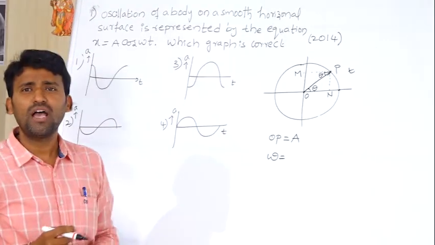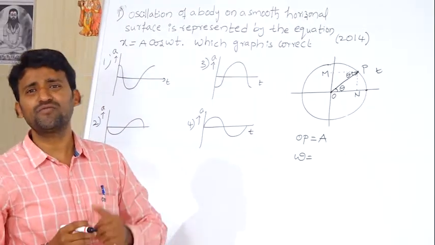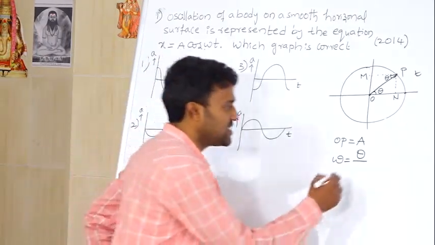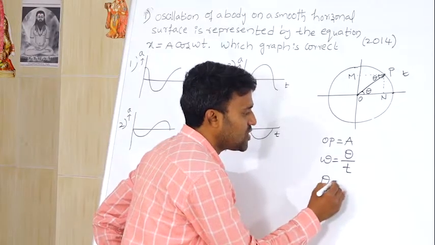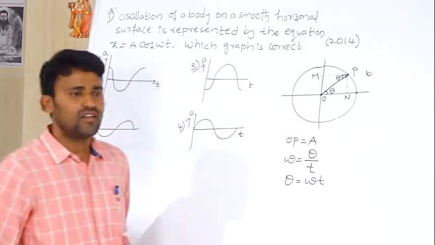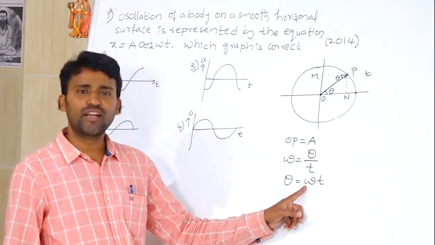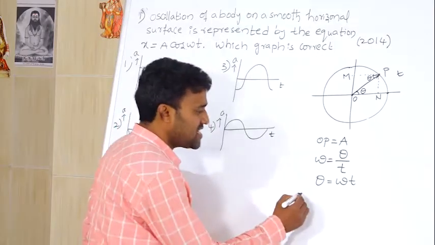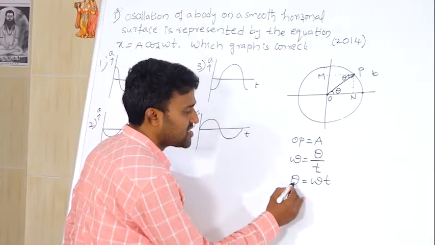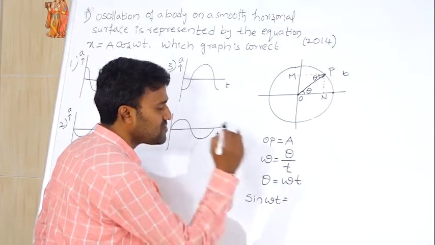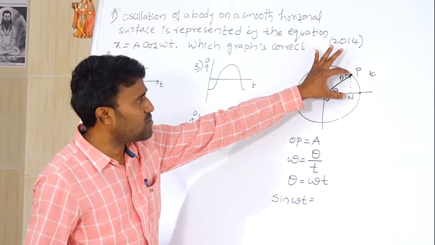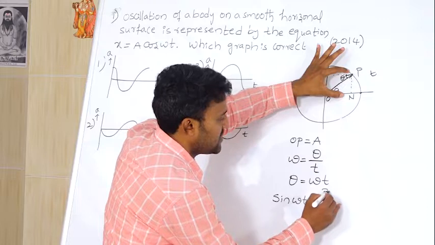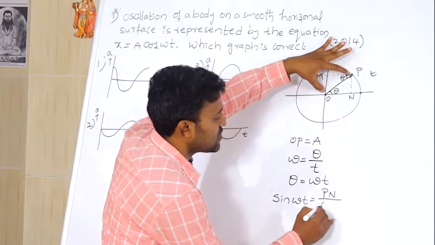What is the angular velocity equation? Omega is equal to angular displacement by time. So theta is equal to omega into t. Now we have to write the equation. For your understanding, sin theta is equal to sin omega t. What can you write for sin theta? Opposite side by hypotenuse. The opposite side is PN, and the hypotenuse is OP.